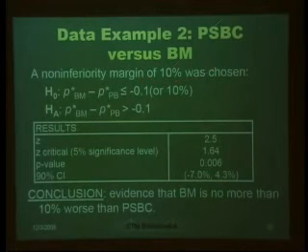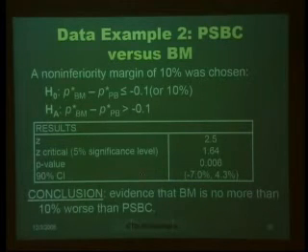If I choose the same delta equal to 10%, I can compute the z-value. I have the same critical value, 1.64. This is greater than this. This is my p-value. So this is in the rejection area. I reject the null. So I have the evidence that BM is no more than 10% worse than PS. It's wrong. It's wrong.